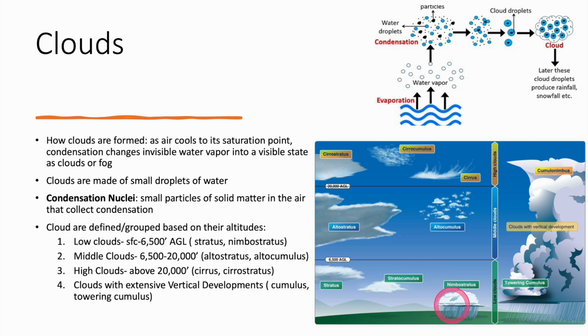Anything with nimbo as the prefix refers to rain. Alto is going to refer to middle clouds, and cirro is going to be high clouds. Anything with the prefix cumulo is usually referring to thunderstorms or cumulus clouds. Most clouds in and of themselves aren't dangerous. They impede visibility, which we need to maintain as VFR pilots. But for the most part, you're going to be concerned with cumulus clouds or cumulonimbus clouds, because those are going to be the ones leading to strong turbulence, thunderstorms, lightning.